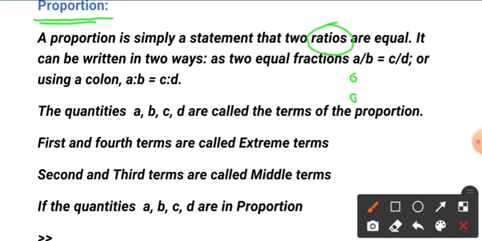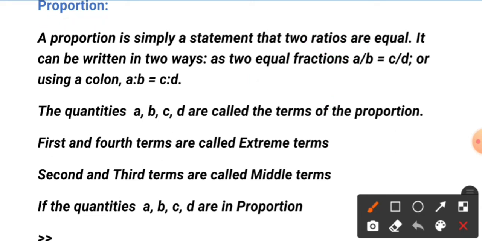For example, I am taking here 1:2, and another one I am taking here 4:8. See, they are equal. You try to simplify it, you will see they are equal. That means we can write these two ratios are in proportion, and they are equal.